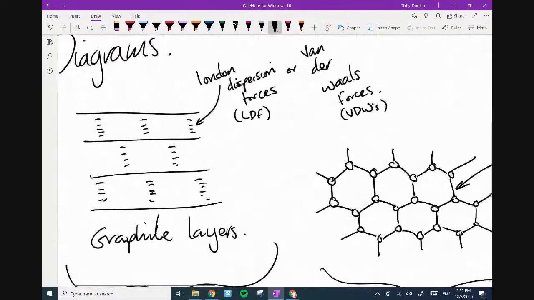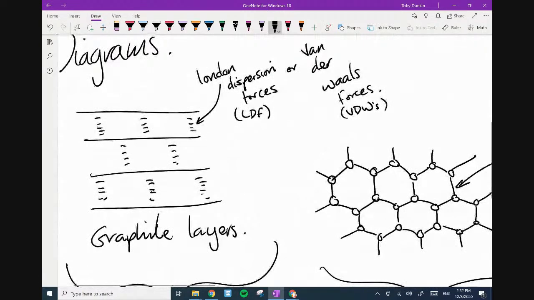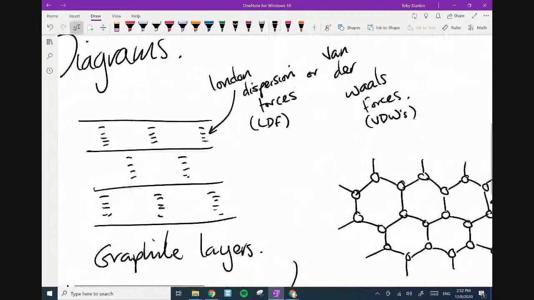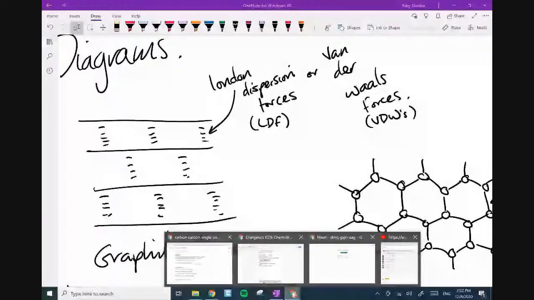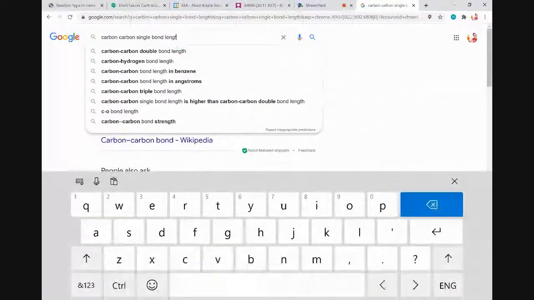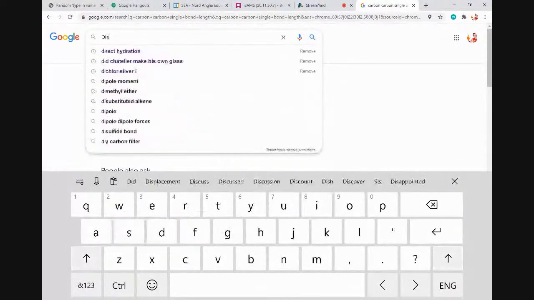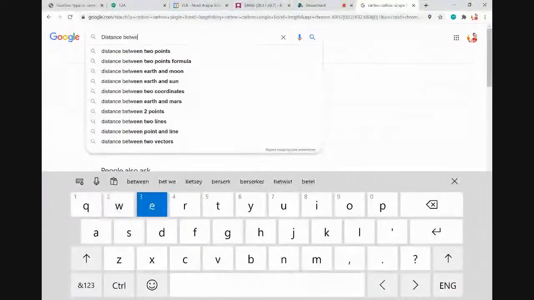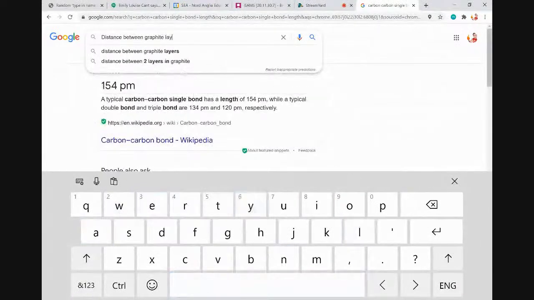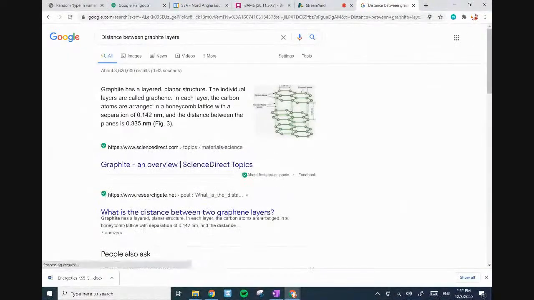Now, between the layers, however, the van der Waals forces are much longer. So let's do distance between graphite layers. Now, of course, they're going to be longer. There you go.